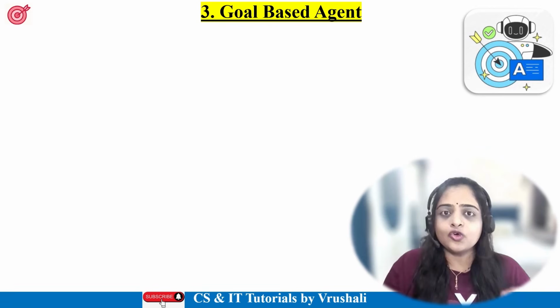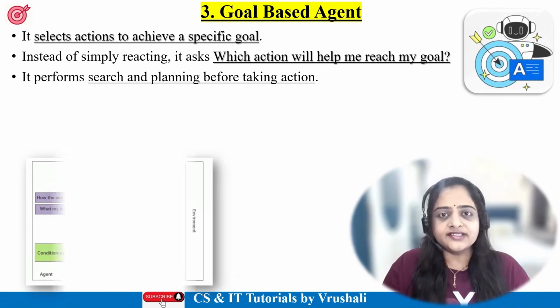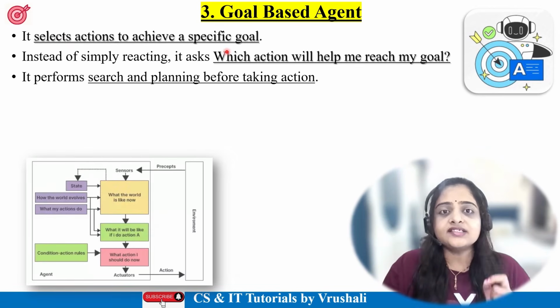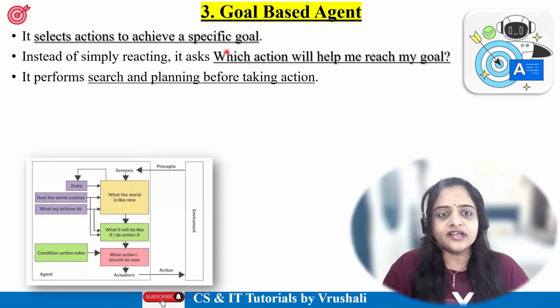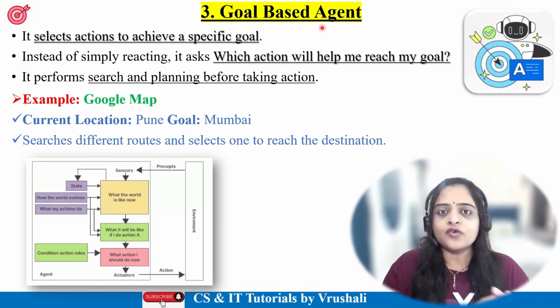The next one is the goal based agent. Basically, this agent achieves a specific goal and they work on a search and planning process. The best example of a goal based agent is the Google Map application.